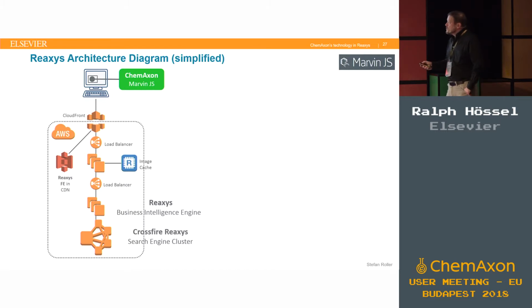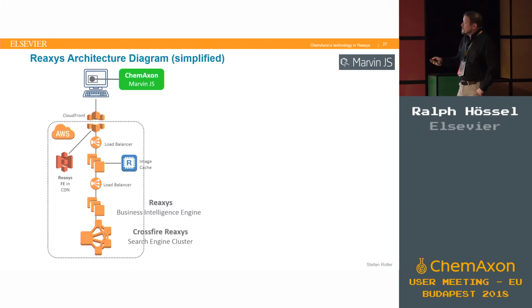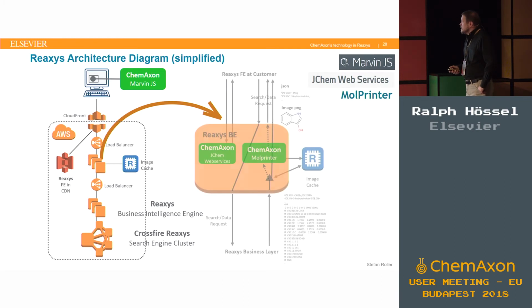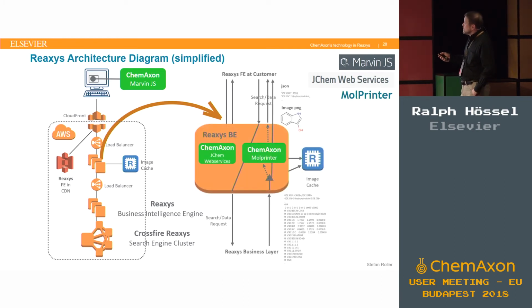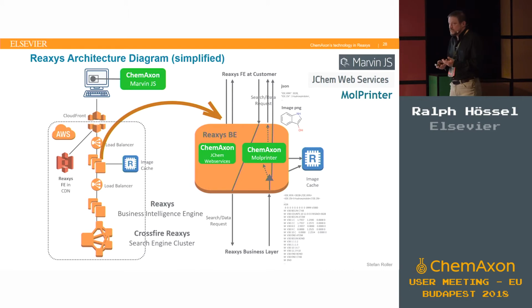The whole architecture is embedded in the Amazon workspace. The user, in terms of ChemAxon tools, is working with Marvin.js in order to add structures. This is the front end, and the user works with ChemAxon here with the Marvin.js tool. In the background, the search requests coming from the user are sent to the Reaxys backend. There we have the tool JChem Web Services, which is needed because Marvin.js would be too slow when it comes to more complex calculations.